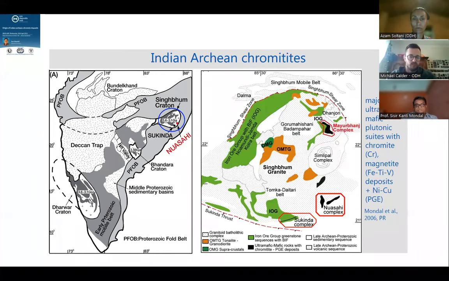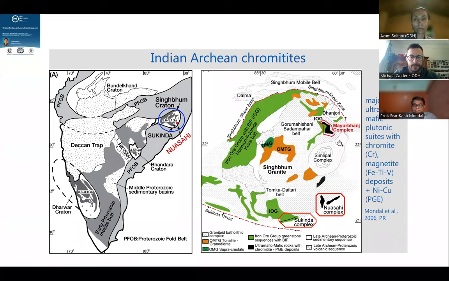So with that background, I would like to describe some of the Indian Archean chromitites and their possible tectonic setting and origin. We have a couple of ancient cratons in the Indian Shield. This is the Singhbhum Craton, then the Dharwar Craton. We have the Bhandara Craton or Bastar Craton. We have the Bundelkhand Craton, and ancient zircons have been reported from most of the cratons, with ages of 3.6 to 3.1 billion years. In the case of Singhbhum, we have more than 4 billion year old xenocrystic zircon.